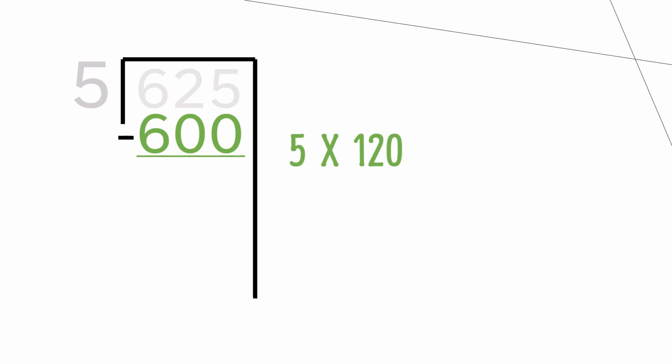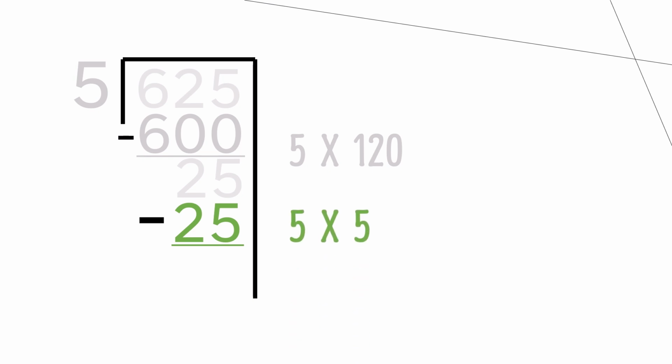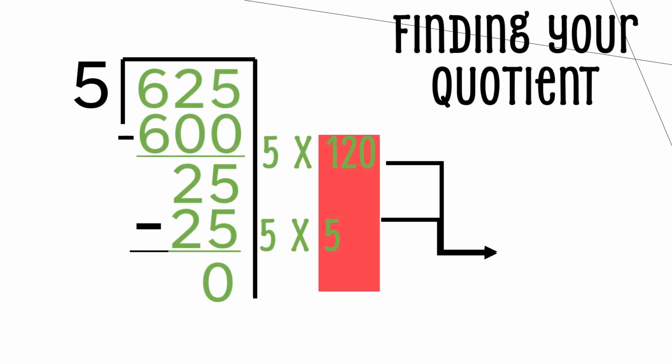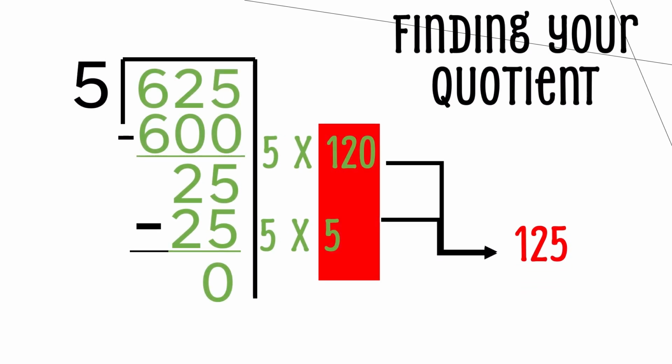The next part of it, we're going to look at what's left, which is when we take 600 from 625, we end up with 25 left. And then we ask ourselves, 5 times what is 25? And you get 5 times 5. So when you look at the two partials, you're going to see that 120 plus 5 gives us 125, which is our answer.